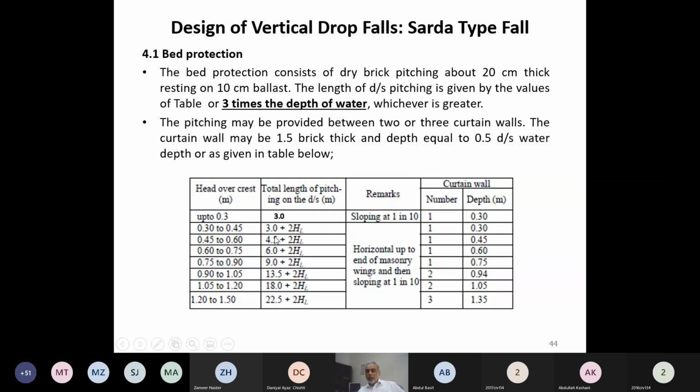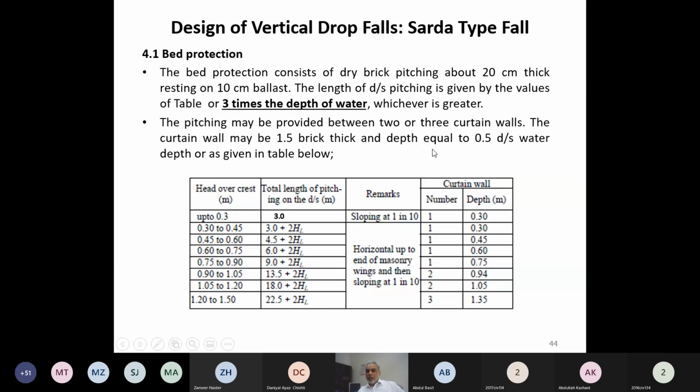So depending upon the head above the crest, if head above the crest is just a foot or 0.3 meter, then 3 meter pitching is sufficient. Downstream brick pitching is sufficient. If it is about 1.5 meter, then 22 meter plus 2 times of the fall height is required. So that is how we decide the downstream protection.